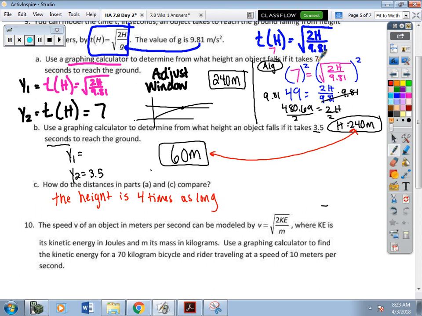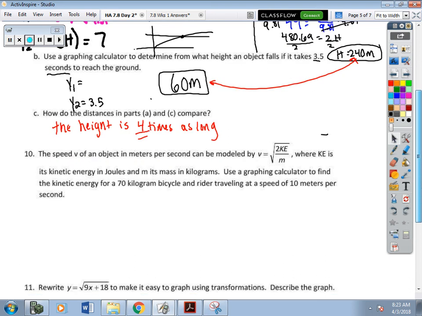You'll notice that the time itself was only like 2 times larger, 3.5 times 2 is 7, but the height was actually 4 times as long. And that's because it's a square root function or a squared function, so you'd actually square the change in time. So it's twice as long, 2 squared is 4, so that's why it's 4 times as high.